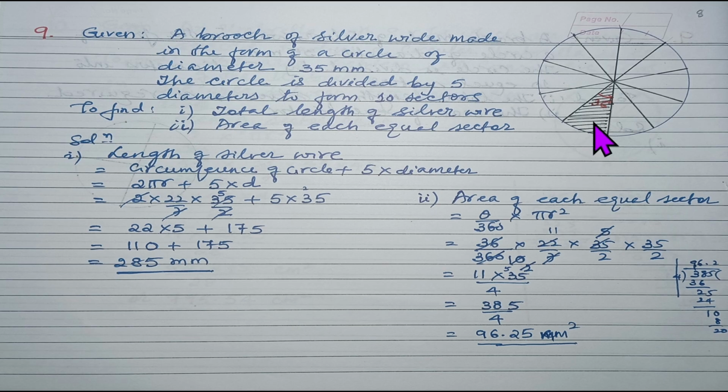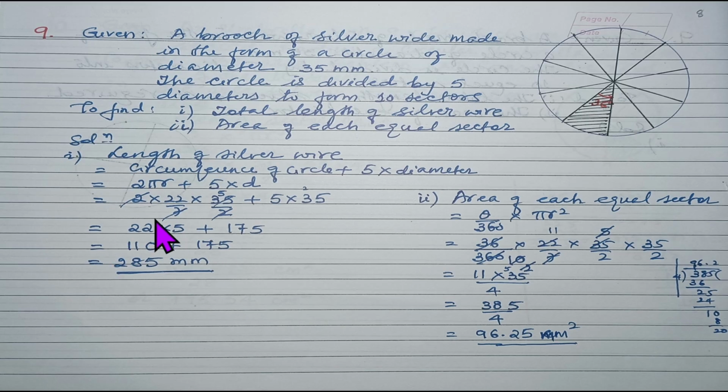Now to find the area of each equal sector, there are a total of 10 sectors, therefore the central angle of each sector will be 36 degrees. The area of each equal sector is theta by 360 into pi r square, that is 36 by 360 into 22 upon 7 into 35 by 2 into 35 by 2, because the diameter is 35. Simplifying this we get 11 into 35 divided by 4, that is 385 by 4, or 96.25 millimeters square. So remember that, it is in millimeters.